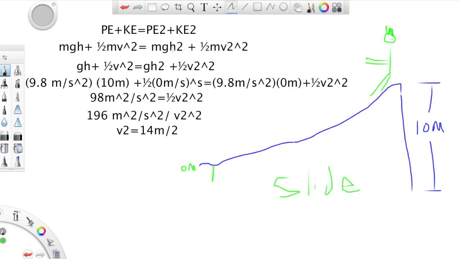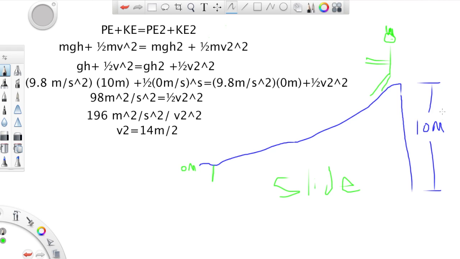So you do all this to get the formula, and then 9.8 meters per second squared times 10 meters high, as our example, plus 1/2 times 0 meters per second, since you're starting at rest, squared, equals 9.8 meters per second squared times 0 meters, since that's our ending height, plus 1/2 v2 squared. And then you get 98 meters squared per second squared equals 1/2 v2 squared. Then you multiply 98 by 2 and get 196 meters squared per second squared equals v2 squared. And then you square root both sides, and you get v2 equals 14 meters per second.